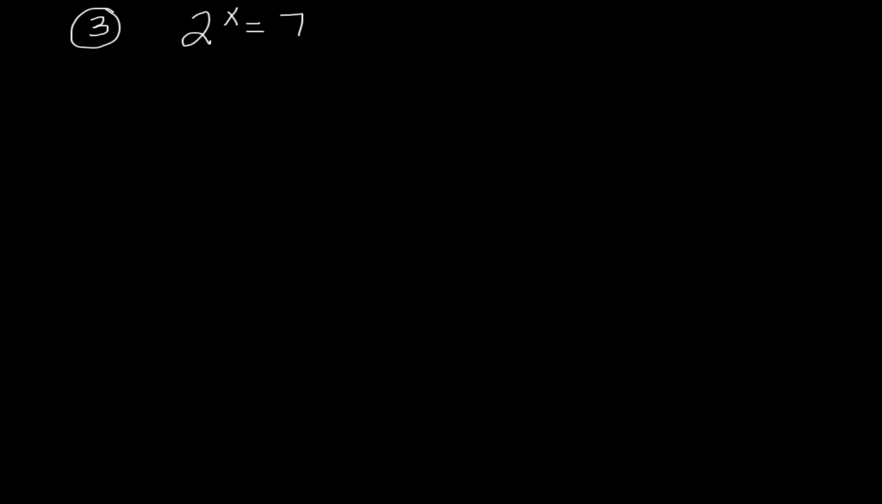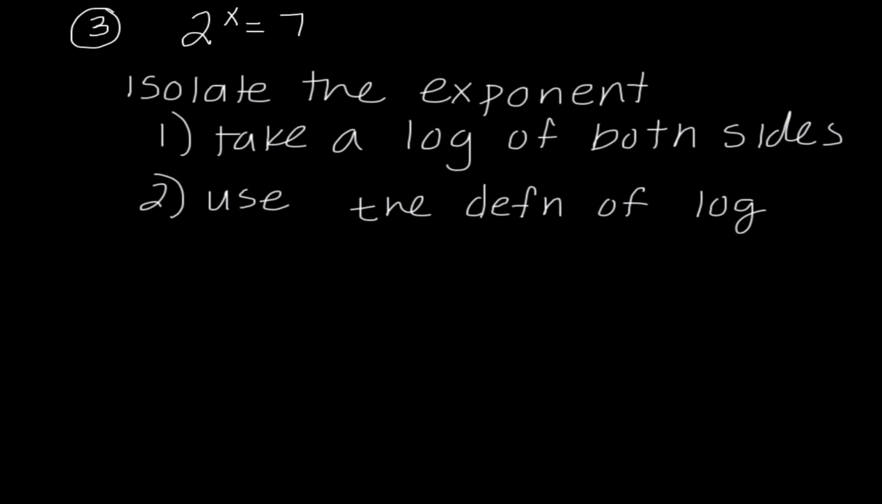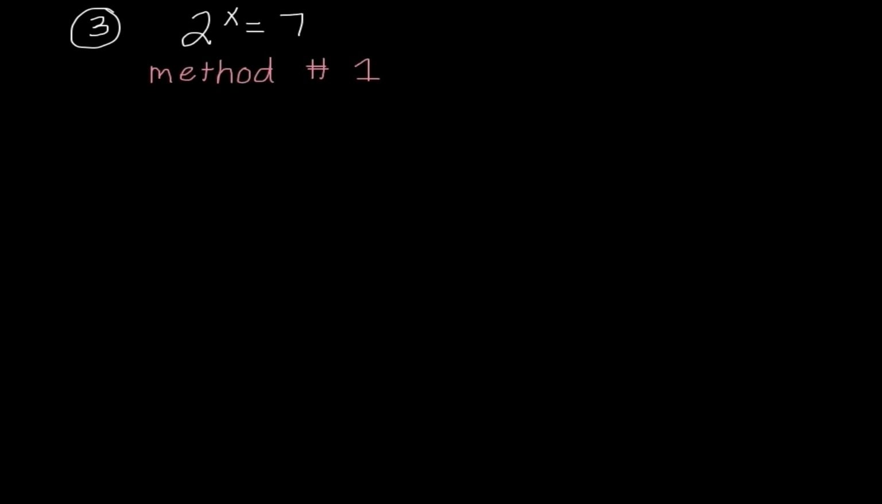Number 3, if we look at this, we run into some issues because there's no way I can write 7 as 2 to a power. So we may want to think back to our directions that we stated earlier about when we have a single exponent. So remember, first I want to isolate the exponent, which in this case it is, and then I could either take a log of both sides or use the definition of a logarithm. And I'm going to use both of these methods to demonstrate how we could go about doing that.